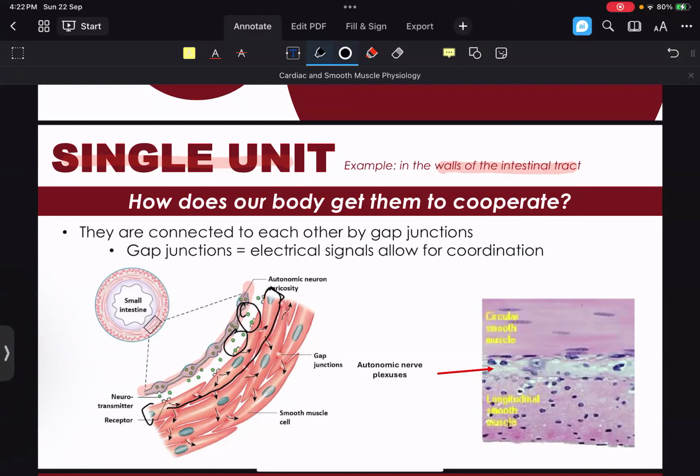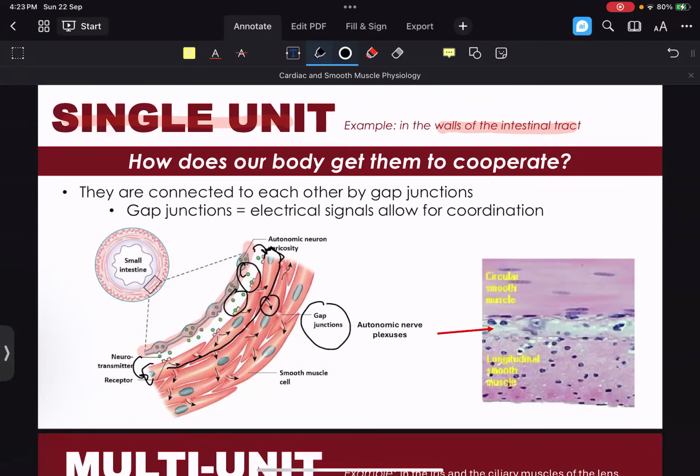But you might ask yourself, if the neurons are only touching this layer of smooth muscle cells, how is it reaching all the other layers? This is through the gap junction. It acts the same way as the cardiac cells. You remember how cardiac cells have the intercalated discs in between each other? Smooth muscle cells don't have intercalated discs. Don't get those two confused. Instead, they have gap junctions, which act similarly. They allow the signals to spread throughout the tissue, and therefore all of your smooth muscle cells will contract at the same time, causing peristalsis to happen. And that's what single unit means.